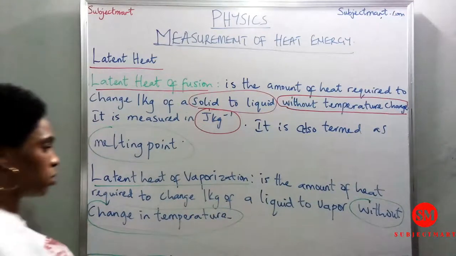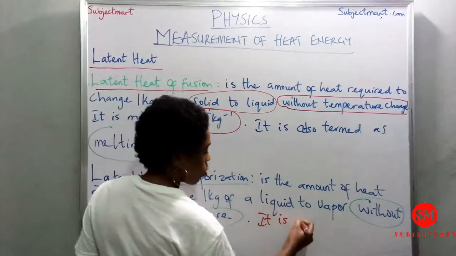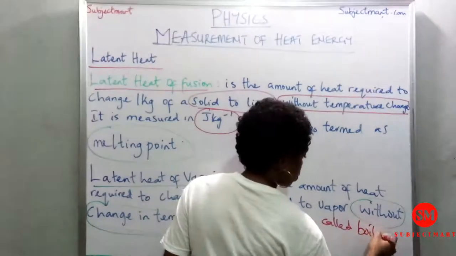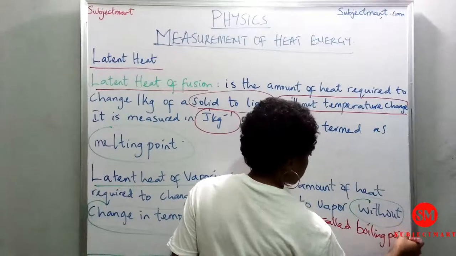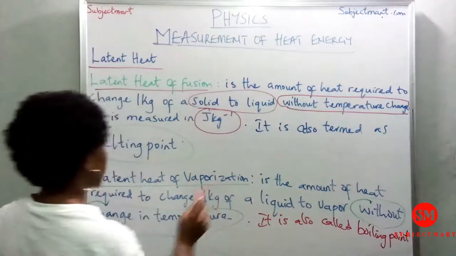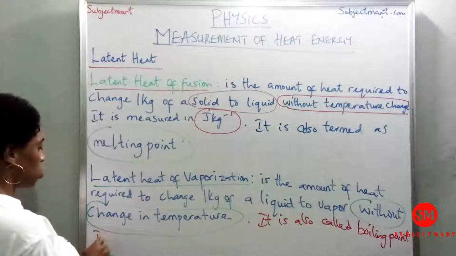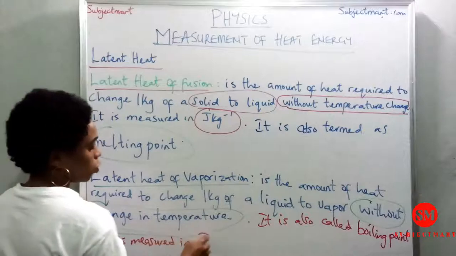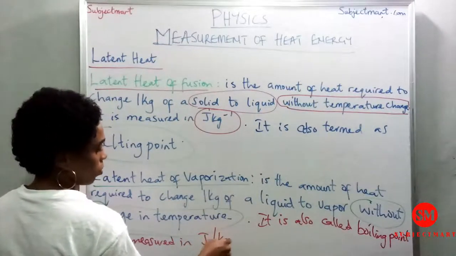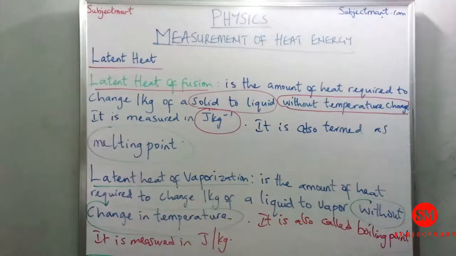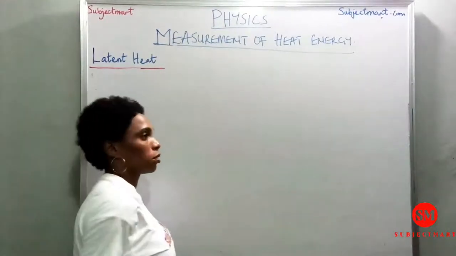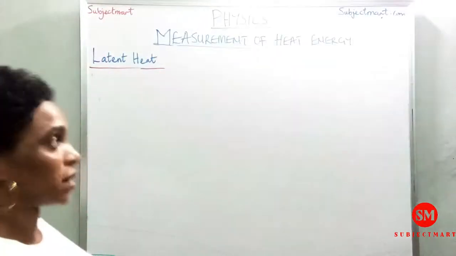Another term we use for this, it is also called the boiling point. And just like fusion, it is measured in joules per kilogram. So take note, we said that during phase change, when a substance is undergoing a change of state, the temperature is always constant.